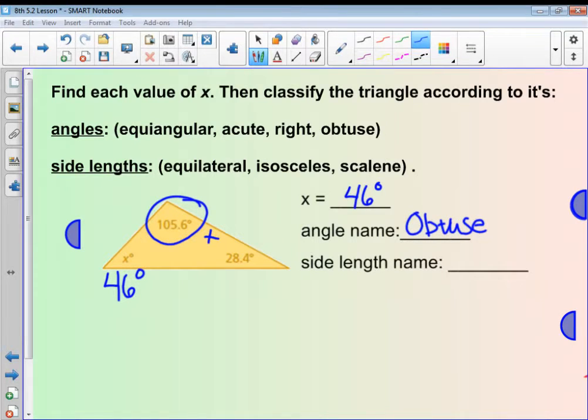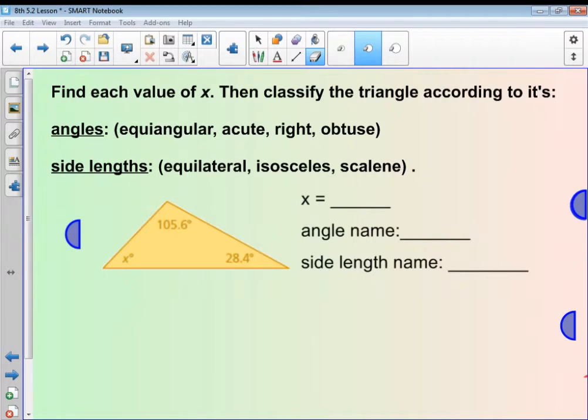And according to side lengths, well, when we look at our angle measures, none of the angles are the same. That's called a scalene triangle. So far, we've worked with a lot of obtuse and scalene triangles. So this next one, I'm going to go ahead and pull out, and I want you to try it.